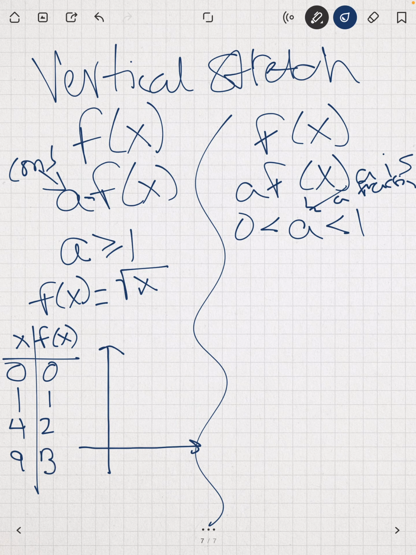And I'm not going to go all the way over there, but if I graph that, 0, 0, 1, 1, 4, 2, 9, 3. I need to be pointing it that way. And it looks something like that. So that's my f of x.